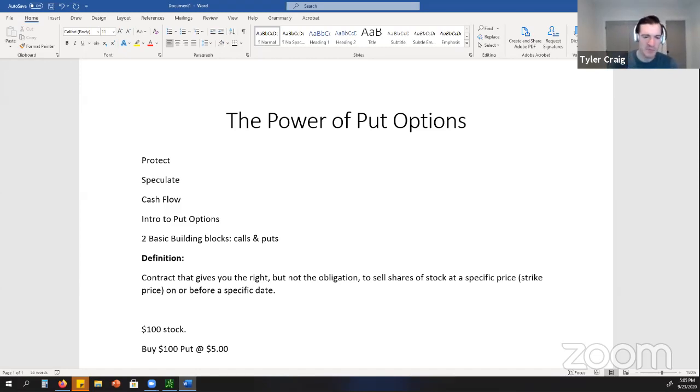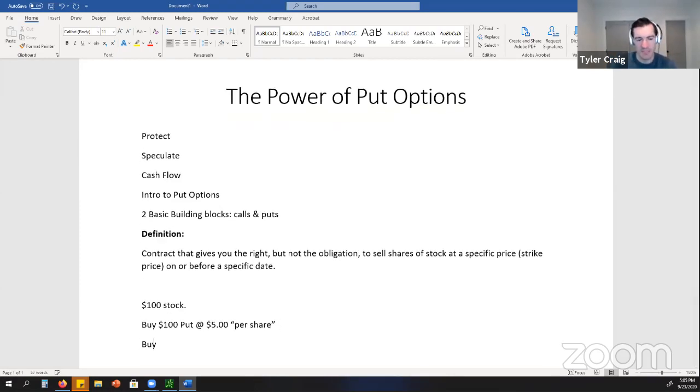Now, in the world of options, we sometimes talk about the price being per share. If you're talking per contract, we would say you're buying a $100 put at $500, right? That'd be if you're talking the total cost of the contract. So a contract that gives you the right to sell a stock.